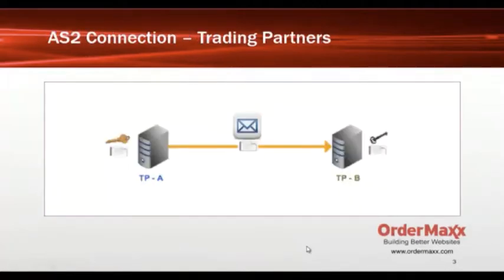The basic AS2 connection allows one trading partner, A, and another trading partner, B, to securely communicate via something like an email. It's actually a secure SSL post between the two servers. Each end, for example, trading partner B, has its own certificate, and trading partner A has its own certificate. So the security is accepted on one end or the other end, and communications can flow back and forth.